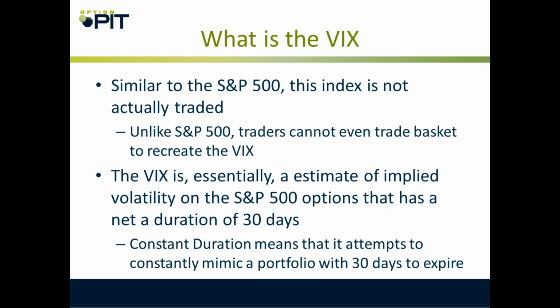So there's no way to trade a basket of VIX and create something that will track VIX. The VIX is essentially an estimate of implied volatility on S&P 500 options that has a constant net duration of 30 days. Constant duration means that it attempts to constantly mimic a portfolio with 30 days to expiration. So a VIX portfolio always has an expiration of 30 days. Always.